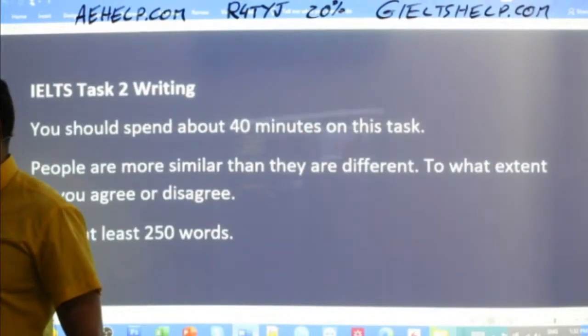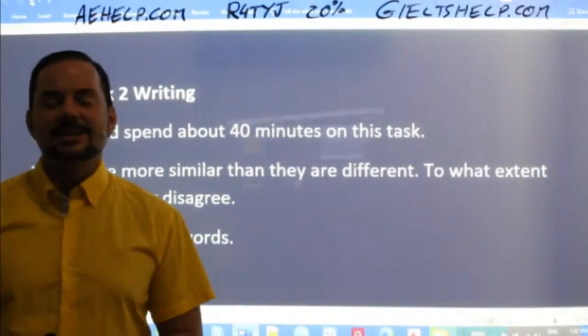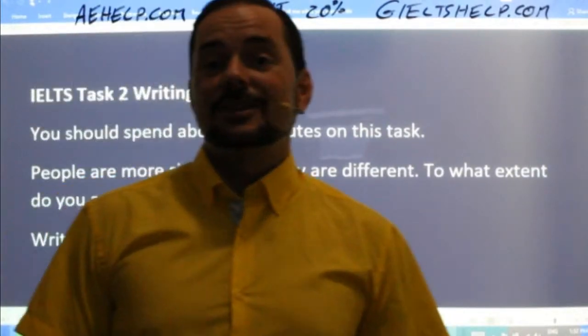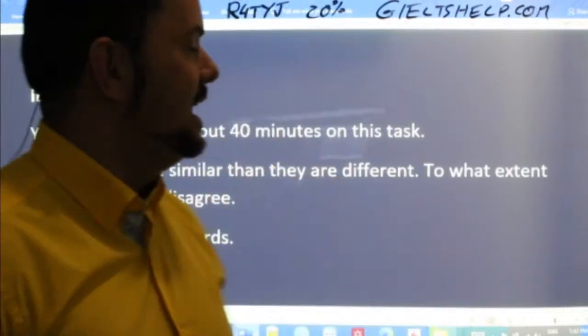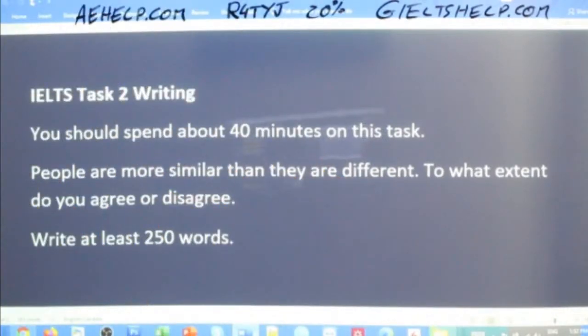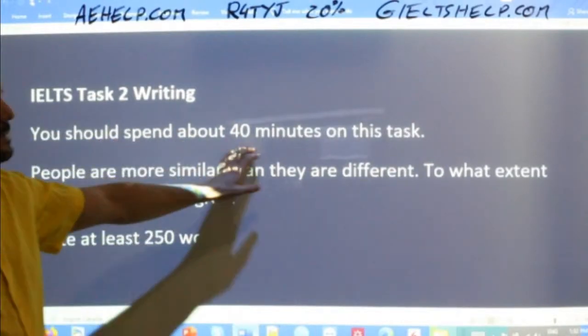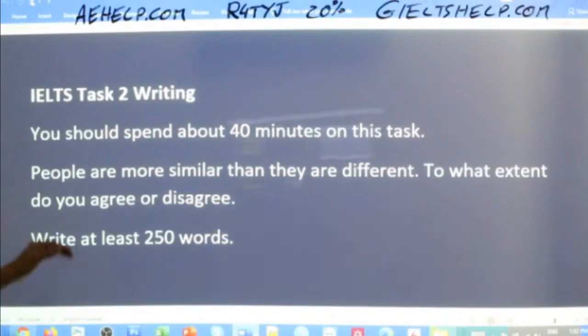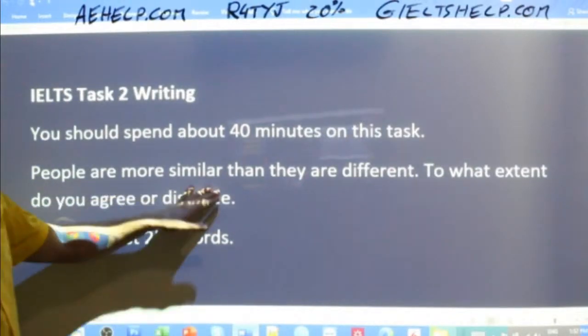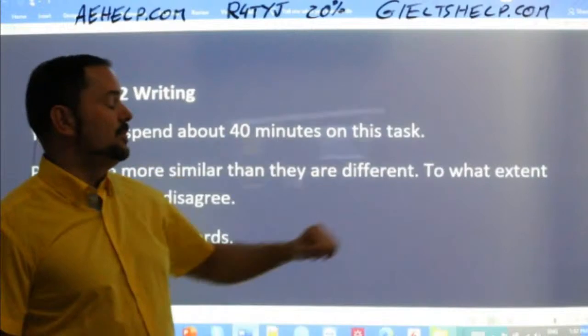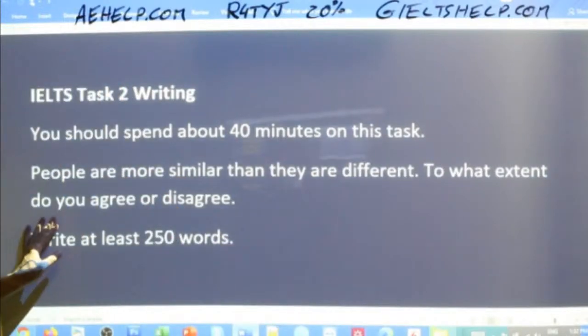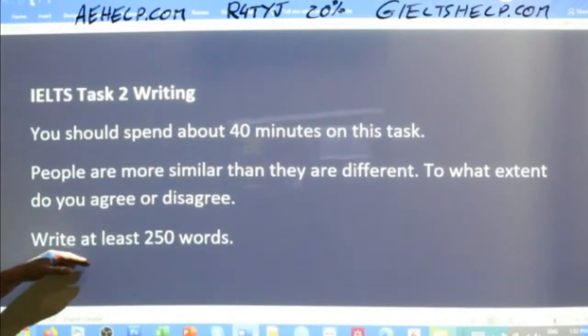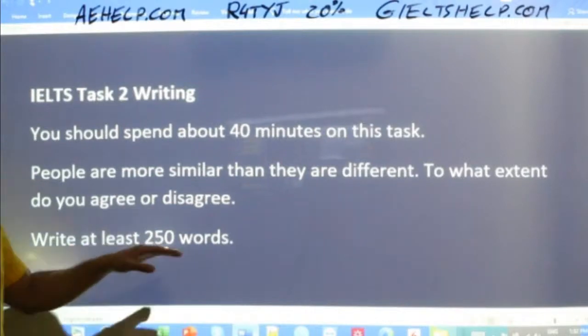Here we go with this question again. We have a question here that looks simple, but you have to be clever to write a good essay. So here we go. It's IELTS task two writing. You should spend about 40 minutes on this task. People are more similar than they are different. To what extent do you agree or disagree? Write at least 250 words.